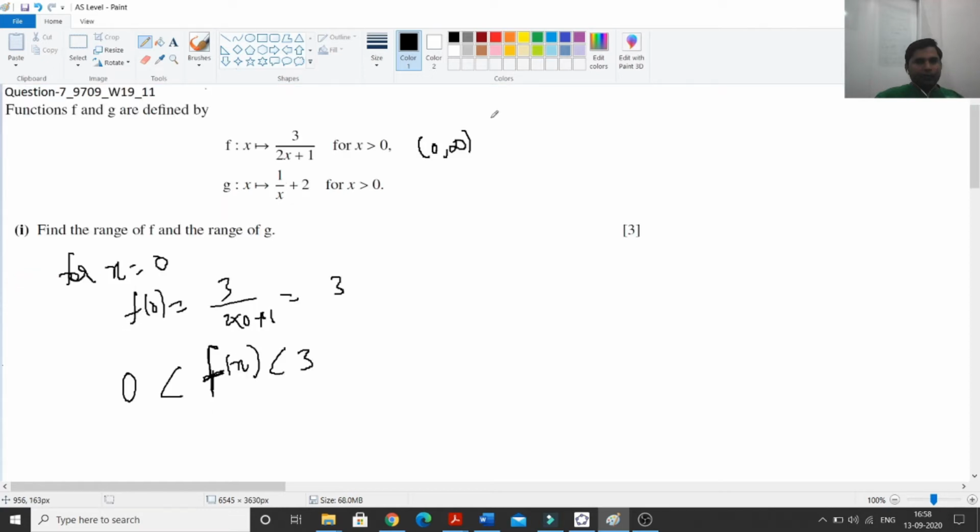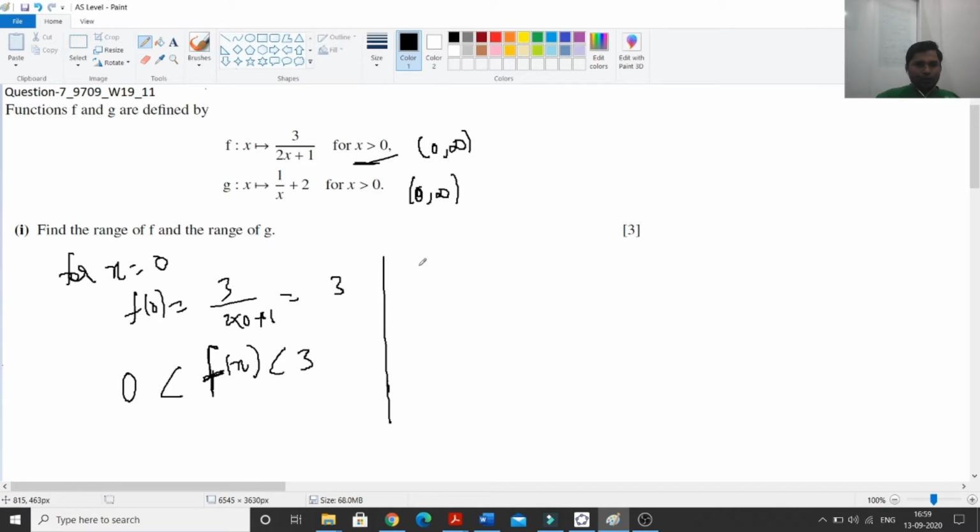Is that clear? So see, it is asking for 0 to infinity, for x greater than 0, so substitute 0, you will get 3. Substitute infinity, you will get 0. So it is lying between 0 to 3. Now we'll find out the range for g(x). So when you substitute 0, you will get infinity because 1 over 0 is infinity. So the maximum value is infinity. And when you substitute infinity, you will get 2 here, right?